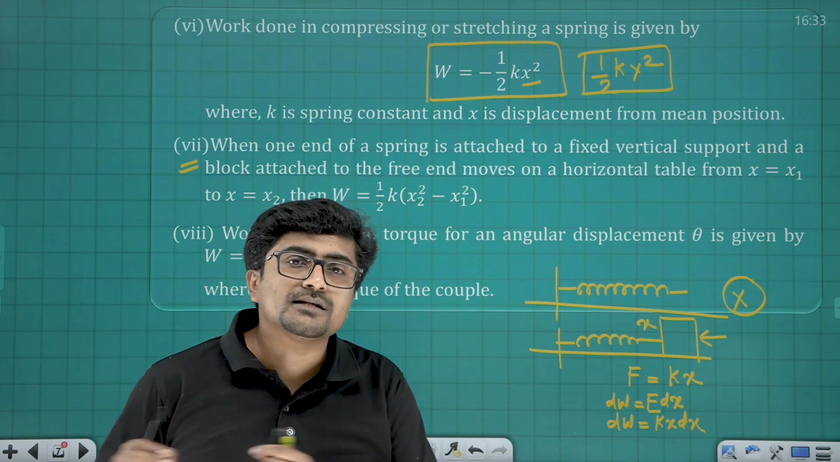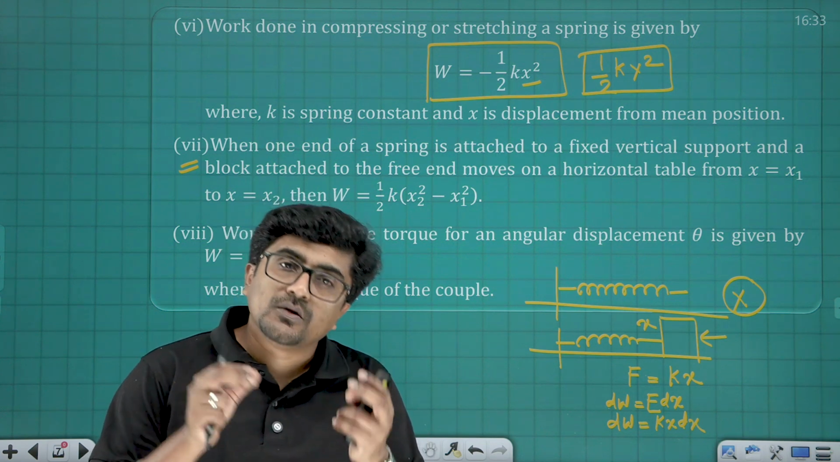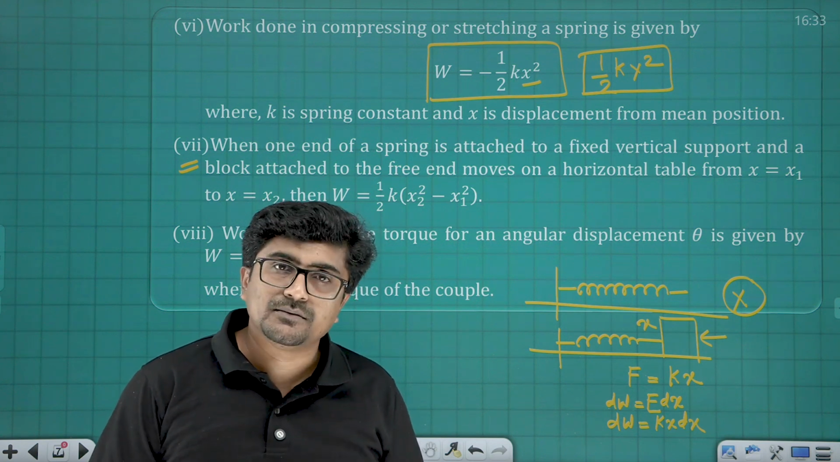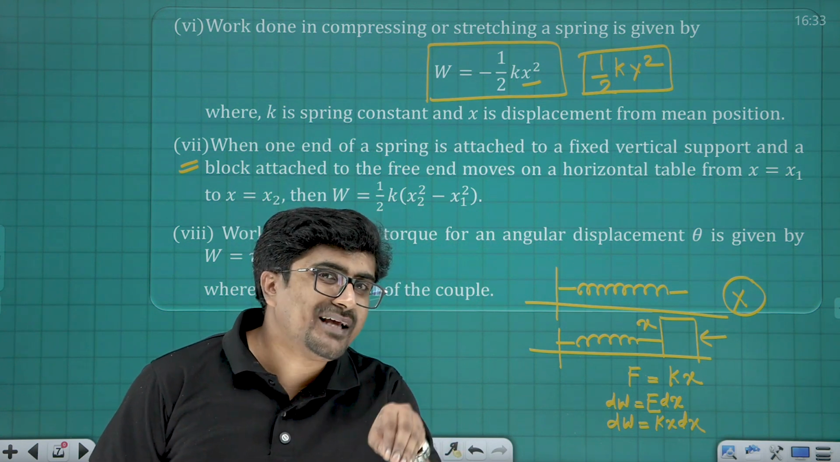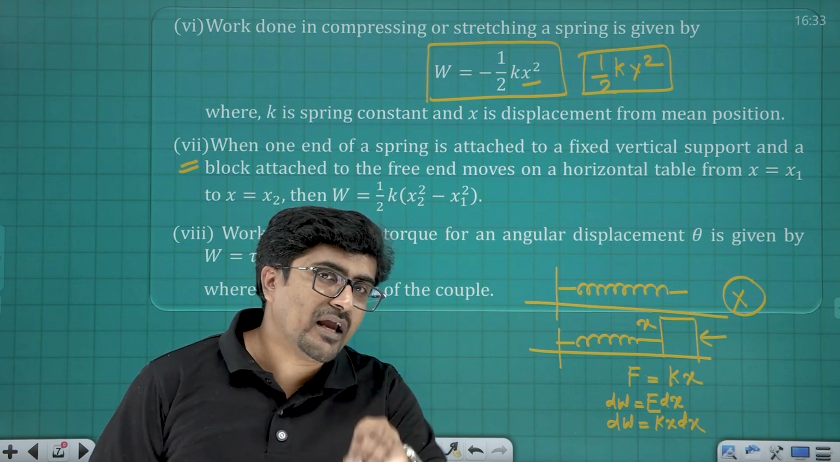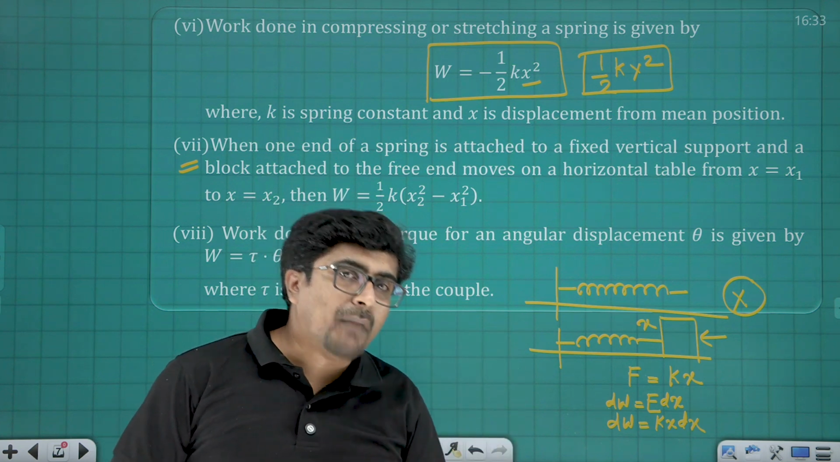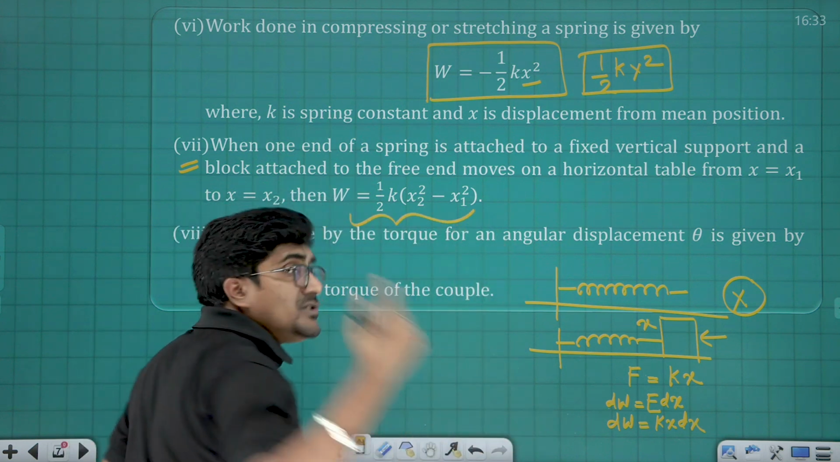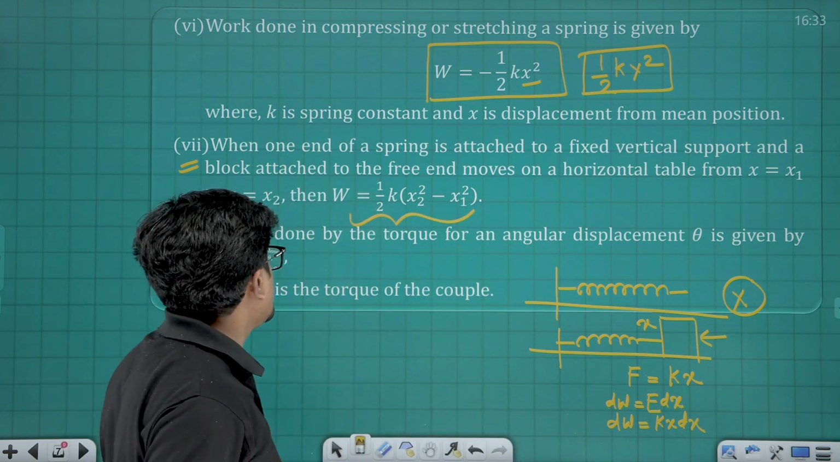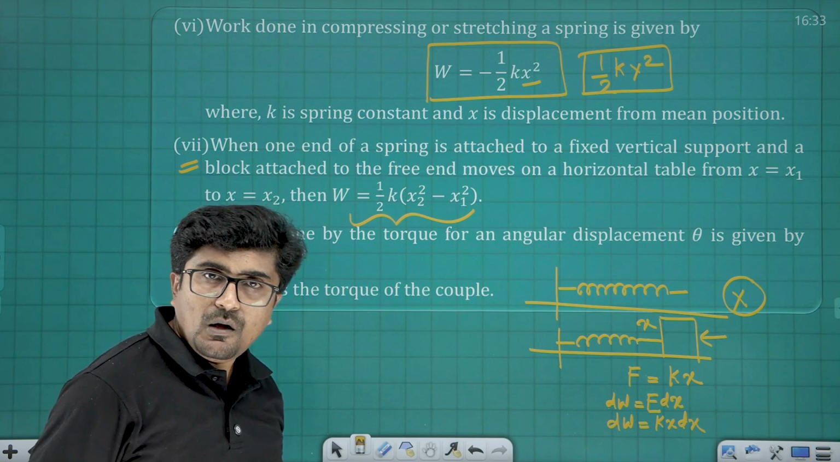definitely that is by virtue of the work done by the external agent, isn't it? So the work done by the external agent needs to be the difference of this. So basically it needs to be half of K into (x2 square minus x1 square). So that is going to be the additional energy stored in the spring. So that's mentioned over here. All right.